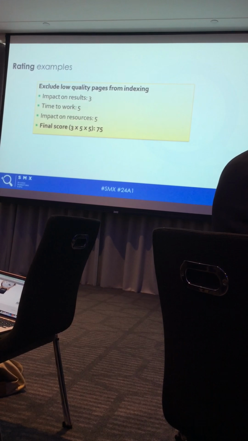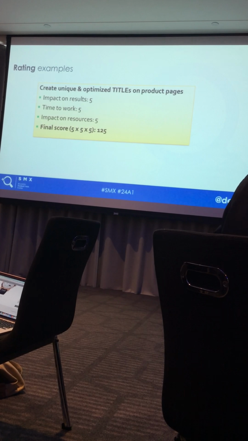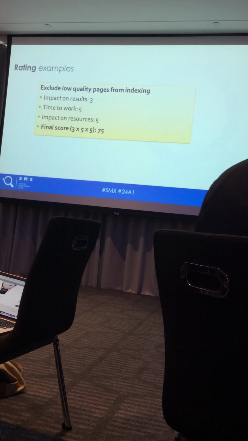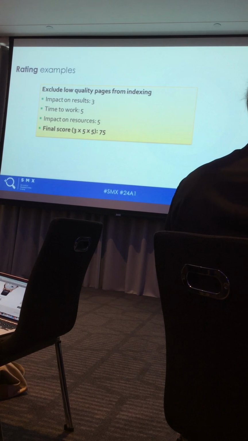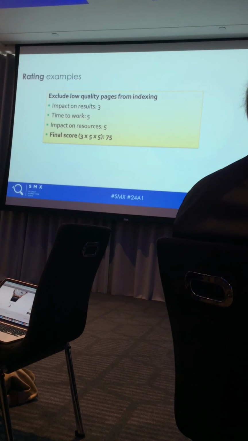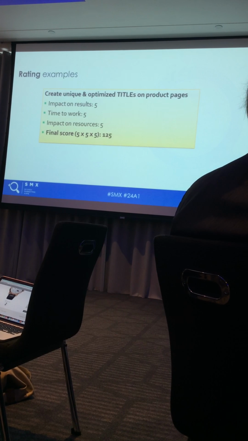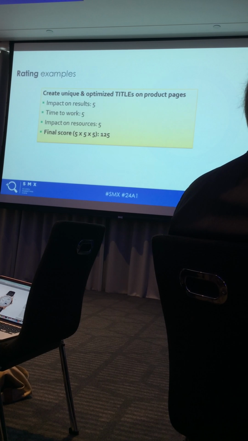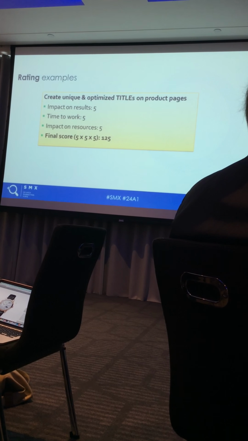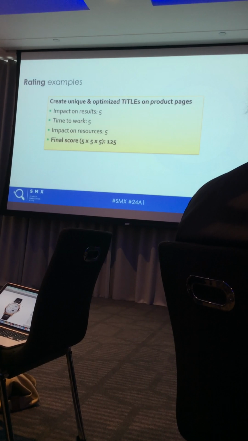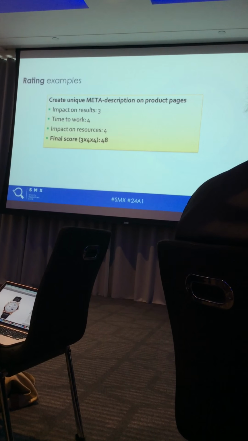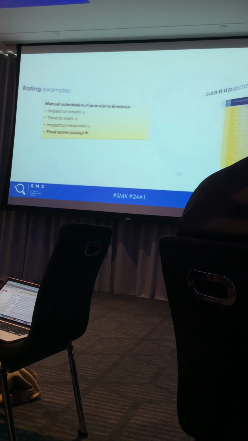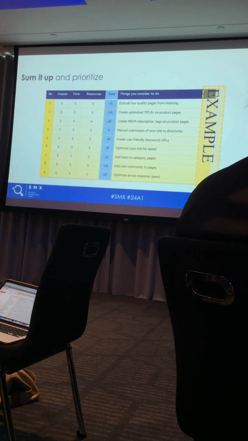So, a few examples. It's just the way that you can score. This one is from extremely low quality pages. I think the impact is not so high, but it doesn't take so much time, so that gives a score of 75. Changing titles from being all the same to being unique is a very high impact, and it doesn't take much time if you can pull it from the database. And resources are low, so the scoring is really high. In the same way you can go through all different kinds of options.